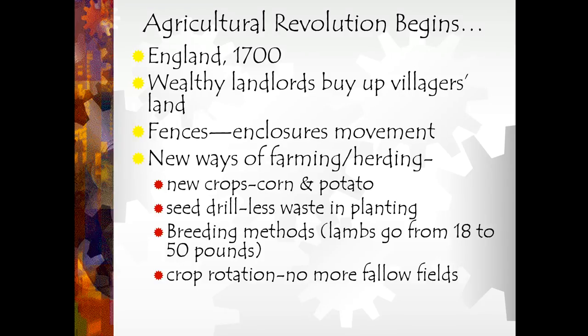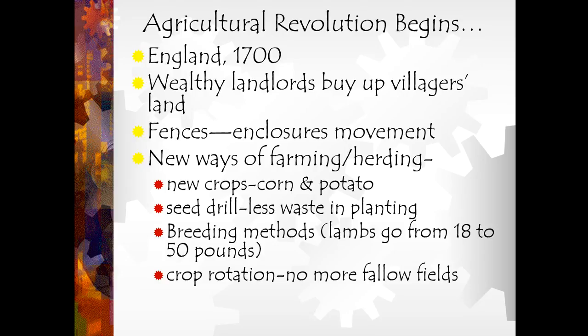But because those fences went up, as discussed in class, there were new ways of farming that could be pursued. New crops were created as a result of this experimentation, corn and potato, for instance, and new machines were put to use. And so with a seed drill, the seeds were actually planted into the ground instead of just being spread on top of the dirt, and that resulted in more food. Breeding methods changed, where you bred the biggest and the strongest animals, and you got bigger and stronger baby animals.